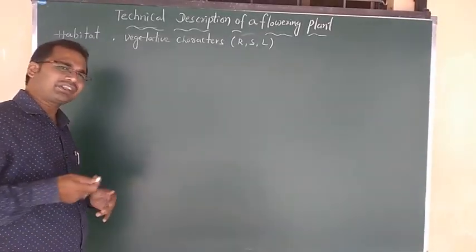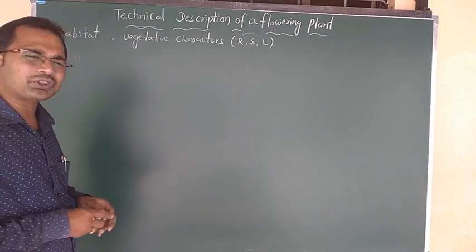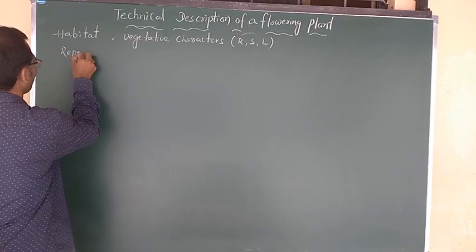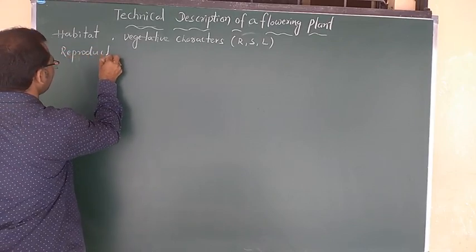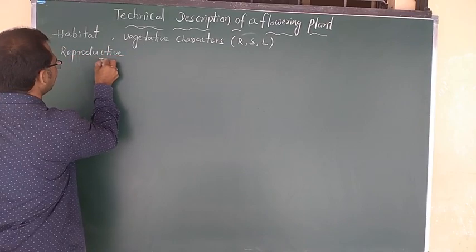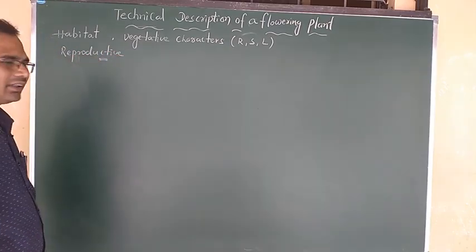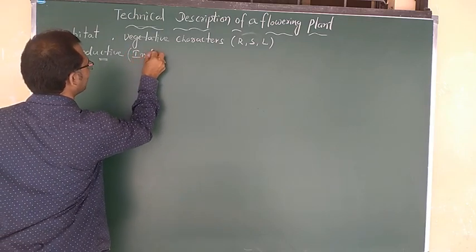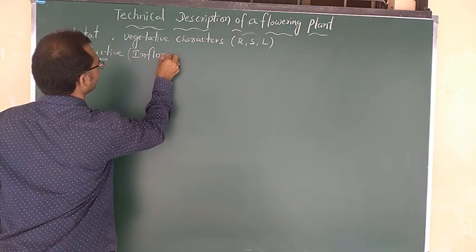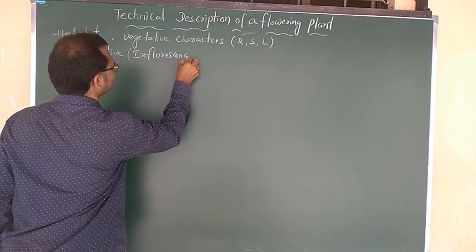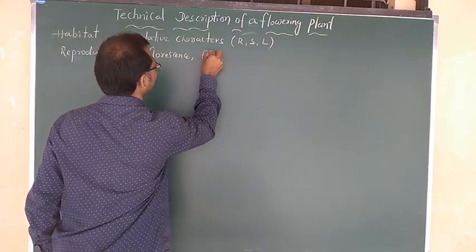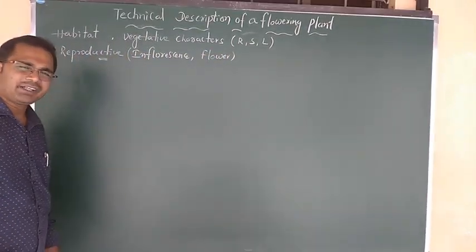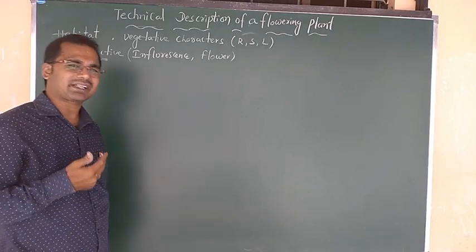But along with that, there are very important characters we are taking. What characters? Reproductive characters. So what are the reproductive characters? That is called inflorescence and flower. Inflorescence and flower we are also considering.